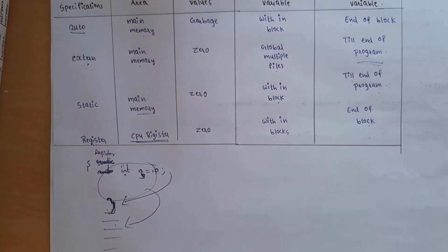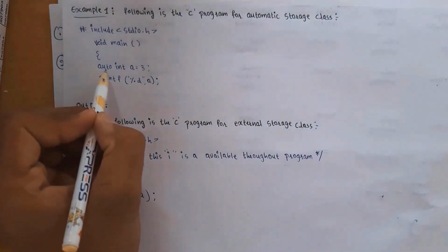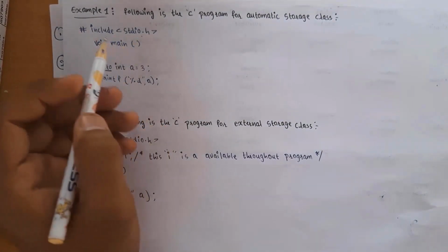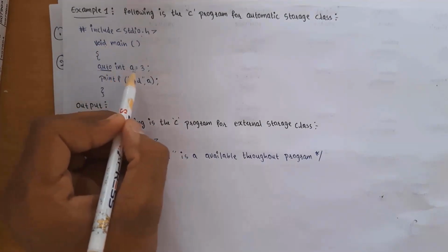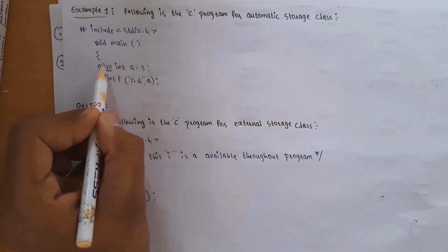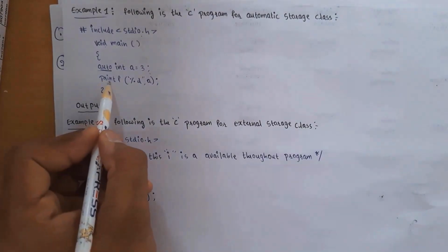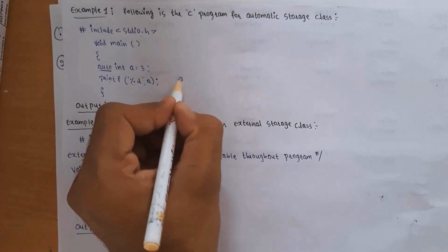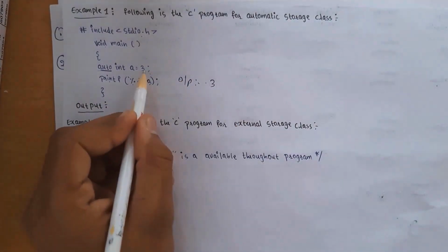Now I will explain the program. Guys, this is the program for auto. Here I wrote #include <stdio.h>. After that I wrote void main, and here I declared auto int a = 10. Whenever you declare like this, variable a is stored in main memory, and here I wrote printf("%d", a). Whenever you write like this, you will get output as 3 because the value of a is 3.